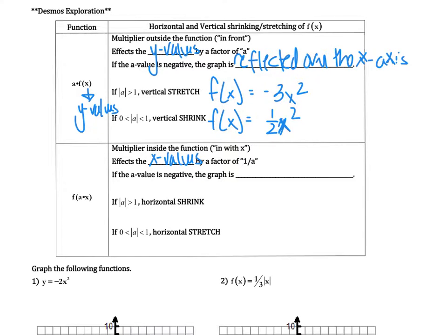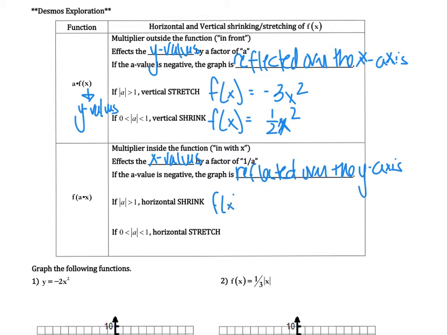Okay. And this time we're going to multiply by a factor of 1 over a. Okay, so all the x values will be multiplied by 1 over a. If the a value is negative, remember that it reflected over the y-axis. Okay, an example of this would be that square root function we just did, the green line. Now notice that the shrink and the stretch are different for horizontal.